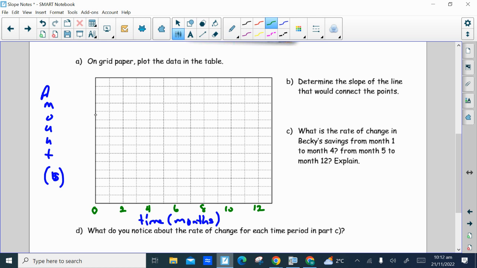8, 9, 10, 11, 12, 13, 14, 15. So we have 15 horizontal lines. So we can let each line be an extra $100. So the first line is 100, the next one is 200. So again, I'm only going to write every second one in there just so the data isn't too squished together.